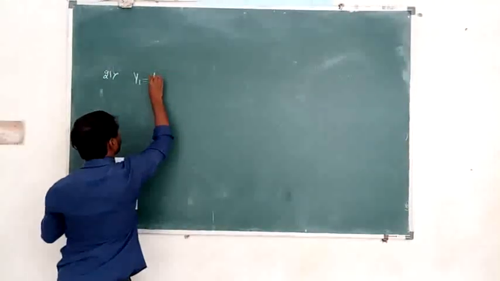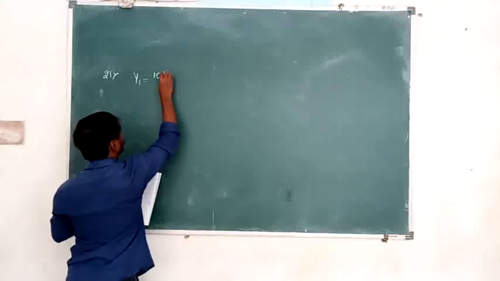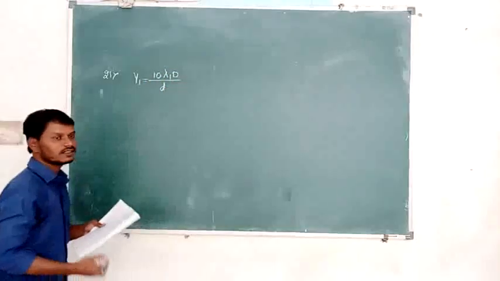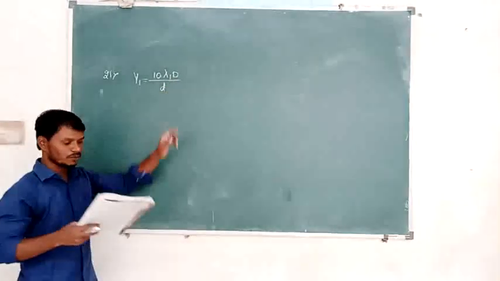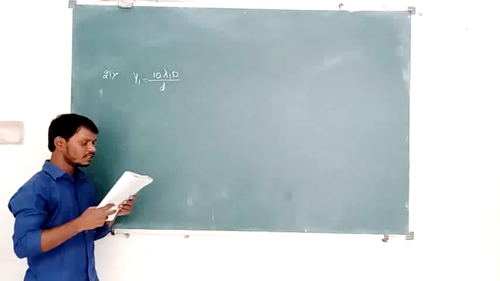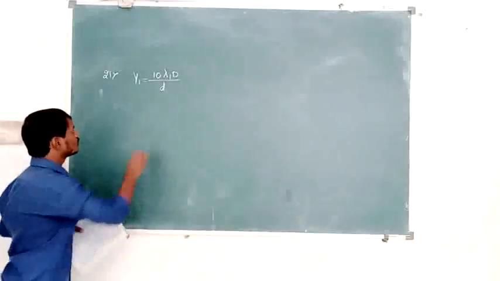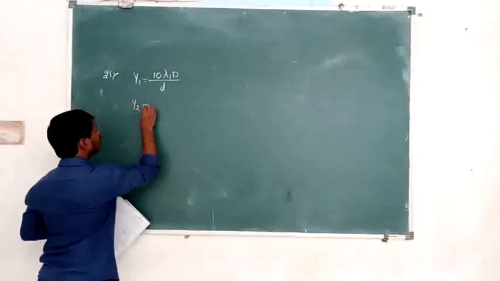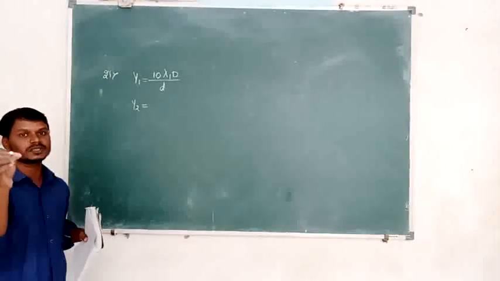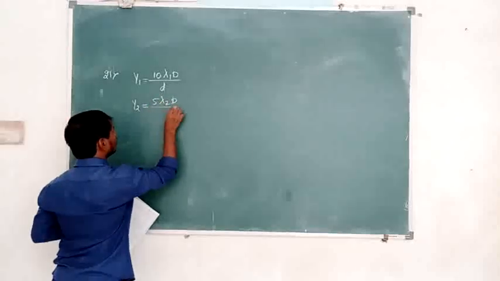So n is how much? 10. And wavelength is lambda 1, and capital D divided by small d. Because here the distance of the screen and slit width both are given constants. Then next, when the wavelength of the source is changed to lambda 2, the fifth maximum is at a distance of y2. So where the maximum is found at the fifth position, that is 5 lambda 2 D divided by d.